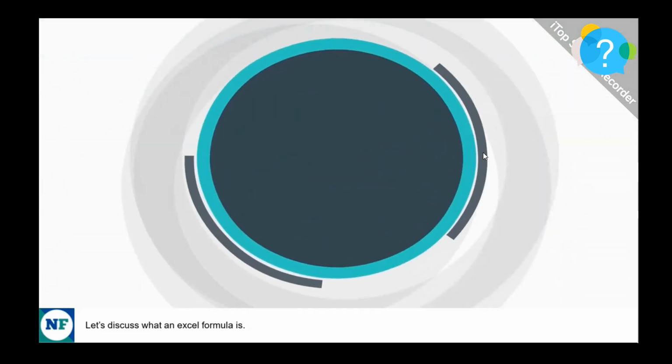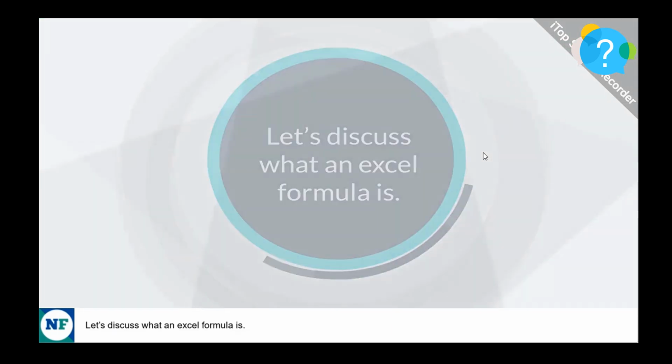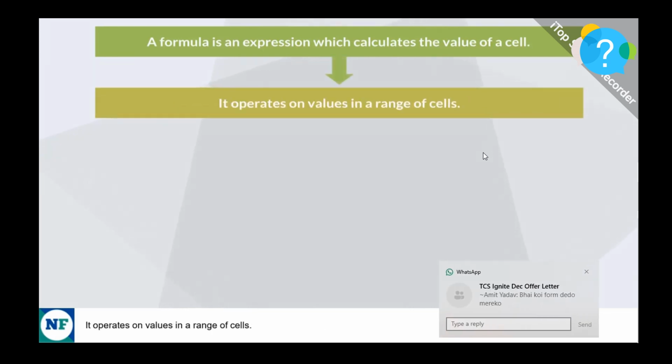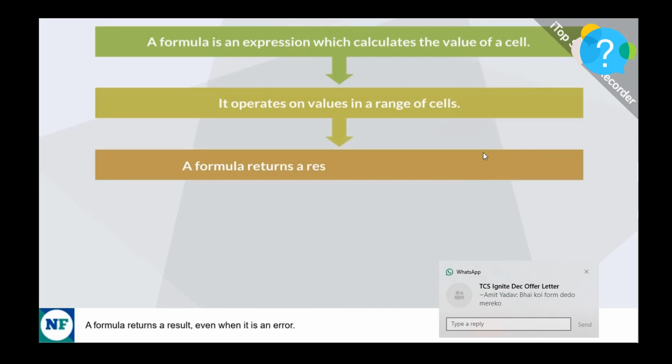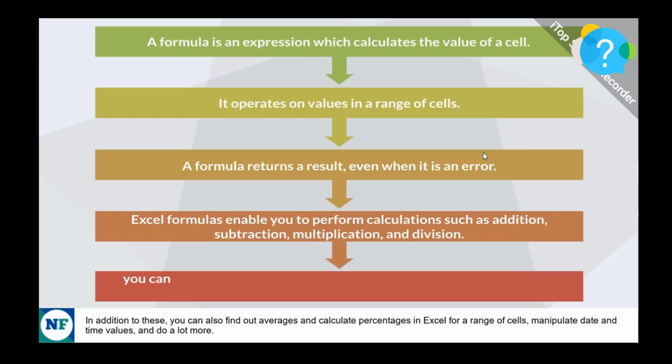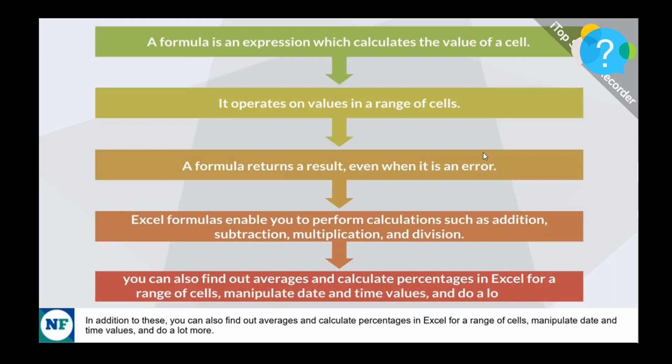Let's discuss what an Excel formula is. A formula is an expression which calculates the value of a cell. It operates on values in a range of cells. A formula returns a result even when it is an error. Excel formulas enable you to perform calculations such as addition, subtraction, multiplication, and division. In addition to these, you can also find out averages and calculate percentages in Excel for a range of cells, manipulate date and time values, and do a lot more.